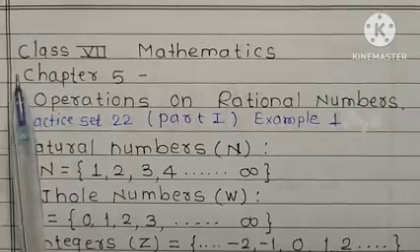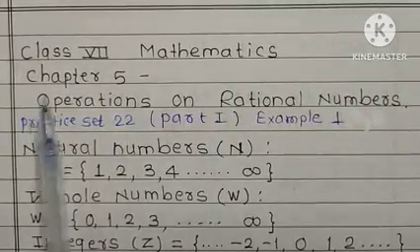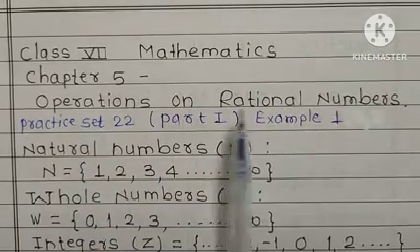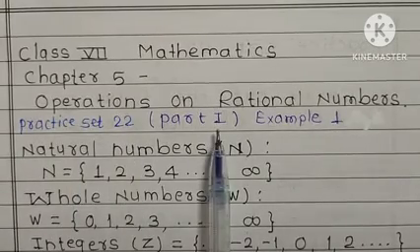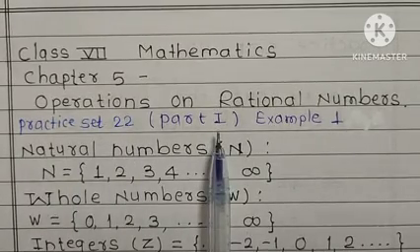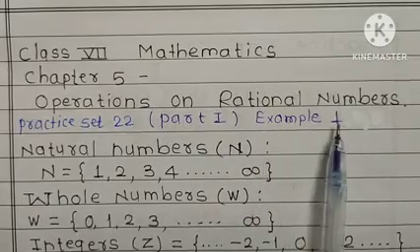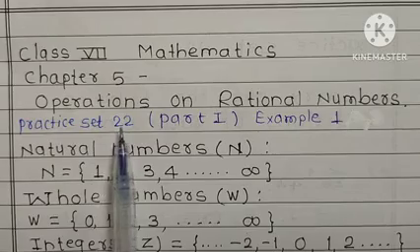Friends, welcome to class 7 mathematics chapter 5, operations on rational numbers. Practice set 22, part 1. In this part, we are going to see example 1 from practice set 22.